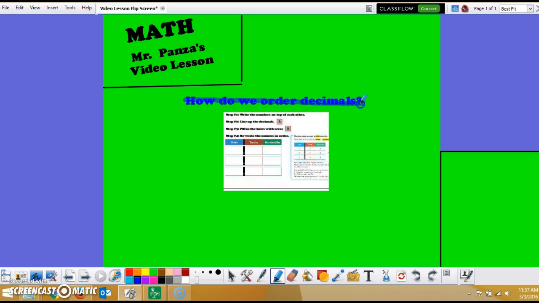Today we're going to be exploring this question. How do we order decimals? When I talk about ordering decimals, I'm talking about organizing them from least to greatest and also from greatest to least. What's great about this concept is we can use the concepts that we have used for addition and subtraction of decimals as well as comparing decimals. Let me show you what I'm talking about.